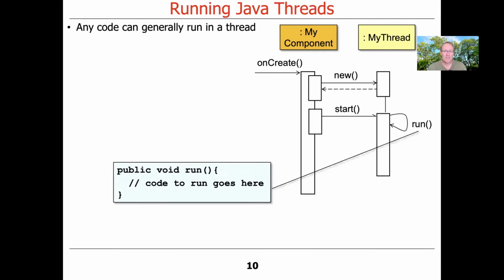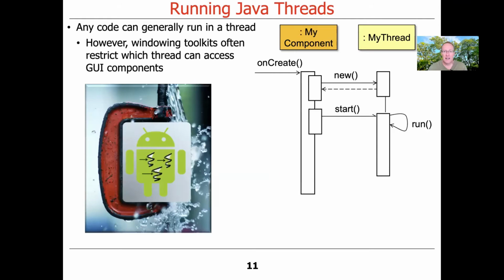Within the run method of a Java thread, you can basically put any code there. That's where you do your business logic or application logic. Many windowing toolkits, in fact pretty much all windowing toolkits, will restrict which thread can access the GUI components. Usually it's limited to the so-called user interface thread. So if you make a background thread, you can do an awful lot of stuff in there, but you typically can't call GUI operations in the background thread. We'll talk later about how you communicate from background threads to the UI thread if you want to have something displayed to the user.